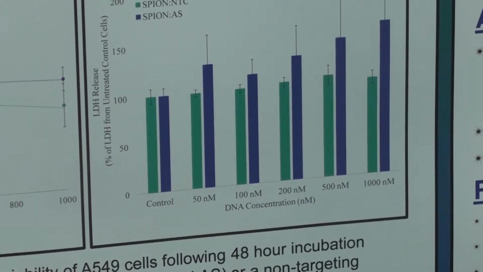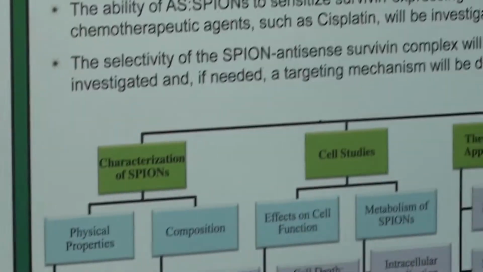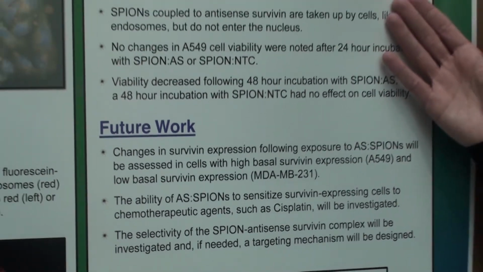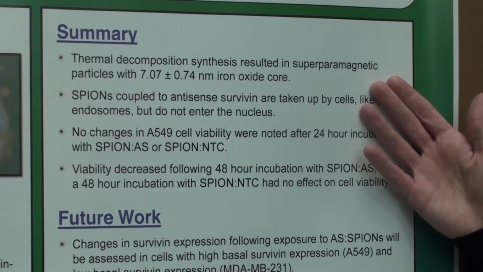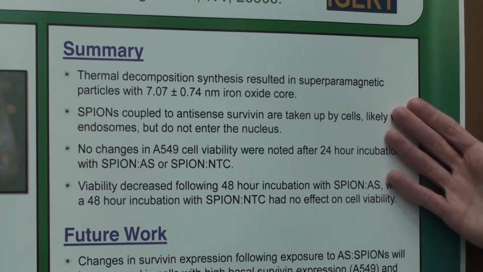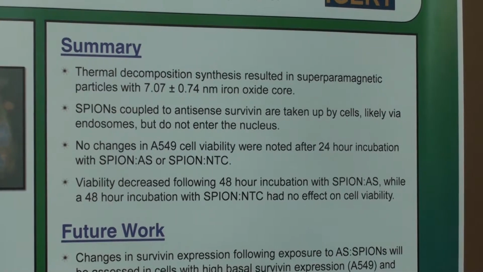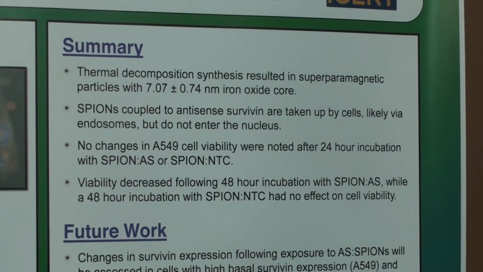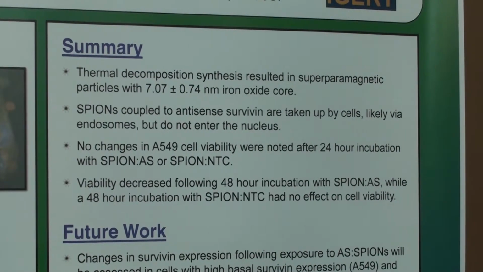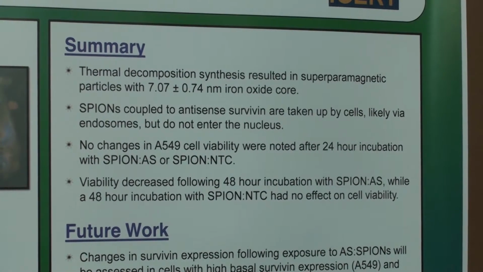So at this point, even though these are preliminary studies on this topic, we've shown that we can reproducibly make these particles. We get the 7 nanometer iron oxide core. We've also started characterizing the magnetic properties of this to see how it might be useful in an MRI. We've shown that our SPIONs are taken up by cells, presumably by endosomes, and they don't enter the nucleus, which means they're in the cytoplasm where they can have their effect. We don't actually see any changes in viability after 24-hour incubation, which is why it's not shown right here. But we do see significant changes after 48-hour incubation, and they're strongly dose-dependent.